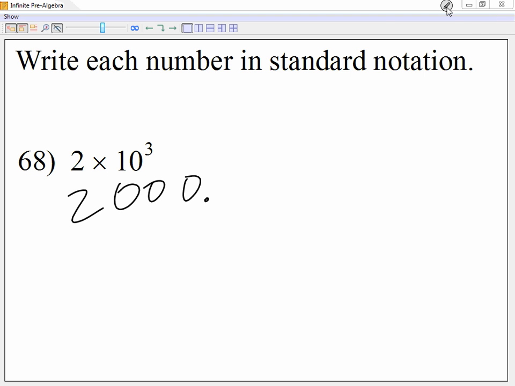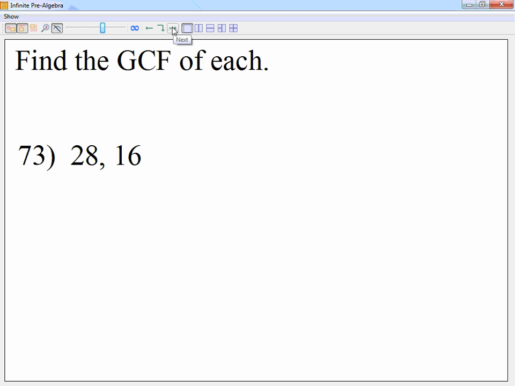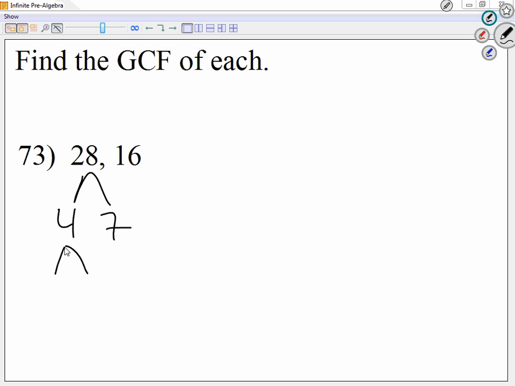All right, now, something that we did struggle with a little was 73, greatest common factor. That one we did struggle a little. So for number 28, I'm going to say, well, two numbers that multiply to 28: 4 times 7. Now my 4, let me split it as 2 times 2. So I will write 2 times 2 times 7. That's 28.